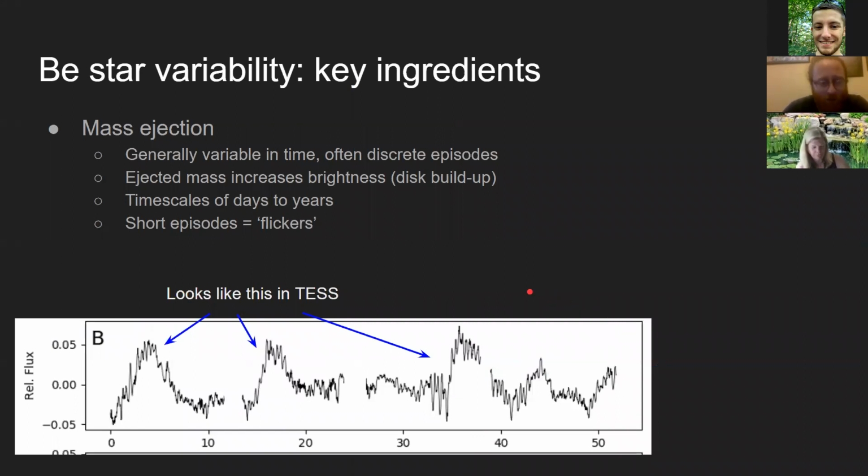Then in addition to pulsational variability, BE stars can also eject mass and build up a disk over time. And this bottom panel shows what these mass ejections look like in TESS. We usually see a brightening for a few days, followed by a return back to a baseline level. And this can repeat or not. These can have various timescales. And I'll refer to these really short mass ejection episodes that last only for a few days as flickers, just to give them a name.